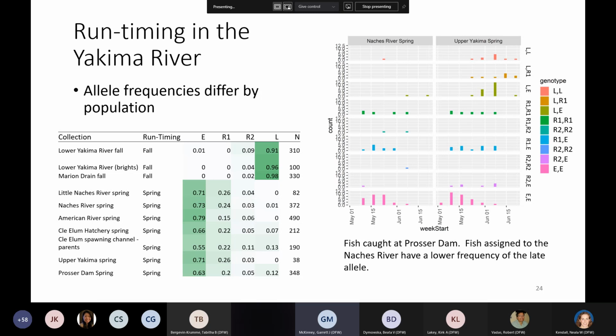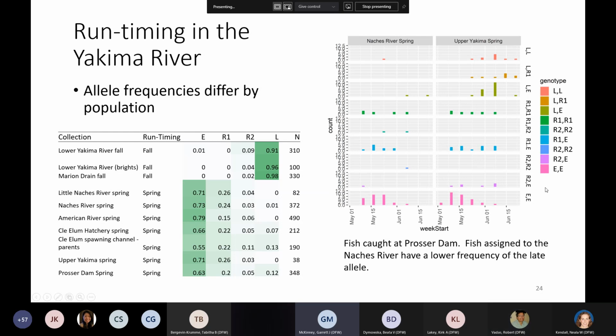And we'd known from previous data that the Upper Yakima populations had a later run timing in general than the other populations. And this Upper Yakima reporting group, I believe, includes the Cle Elum fish as well. But what we didn't know is that the run timing difference was due to the presence of the late allele in that population, where it was absent from the other populations.